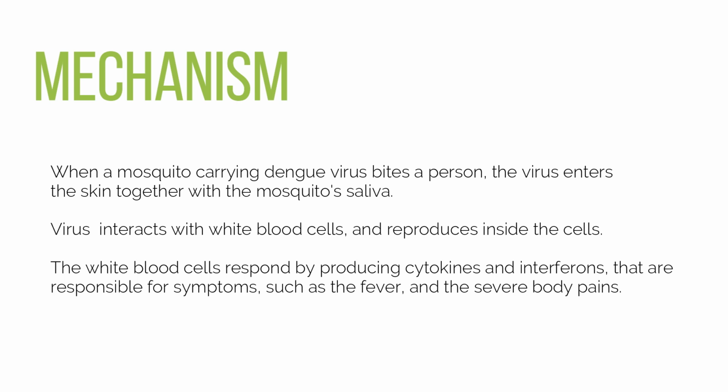When mosquito carrying dengue virus bites a person, the virus enters the skin together with mosquito's saliva. Virus interacts with white blood cells and reproduces inside the cells. The white blood cells respond by producing cytokines and interferons that are responsible for symptoms such as fever and severe body pains.